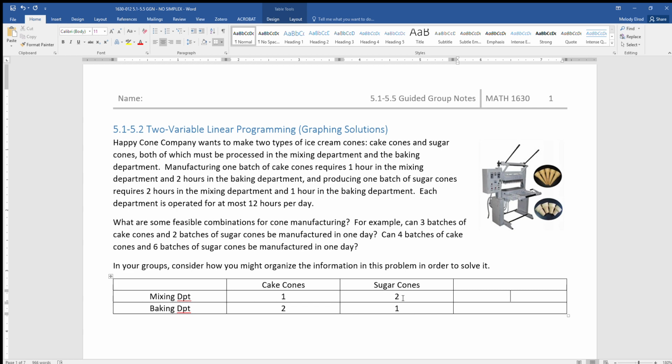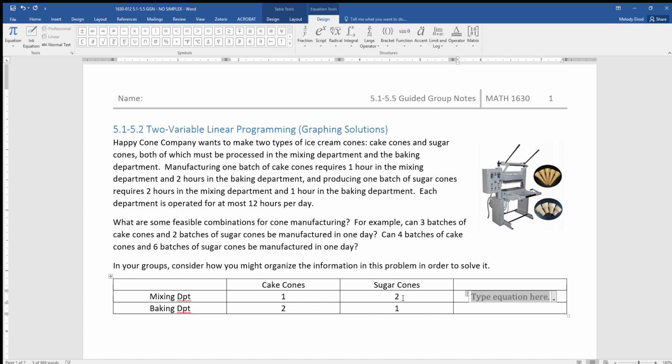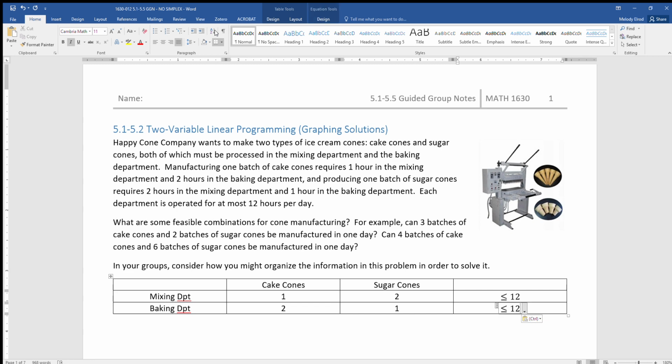So I'm going to use the equation writer in Word, which I get to by just hitting Alt equals. You can also go Insert, Equation, right? And it will come up with the equation tools. And I'm going to say what we need here is less than or equal to 12 hours. It's going to happen for both of these. I'm just going to copy and paste this down.